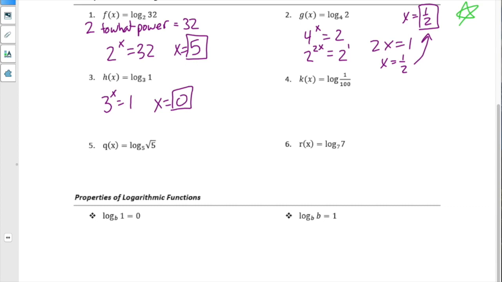Here, number 4, log of 1 over 100. The first thing you need to remember is that if we don't say what the base is, it's always assumed to be 10. So what this really says is 10 to what power equals 1 over 100. What I want to do here is rewrite this 1 over 100, just like I did in the example right above, in terms of a base of 10. So it's really 10 squared on the bottom. And if I write it on top, that would be 10 to the negative 2, because remember that negative exponents will bring things from the bottom to the top or from the top to the bottom. So ultimately I have 10 to the x equals 10 to the negative 2. So then we can see that x has to equal negative 2.